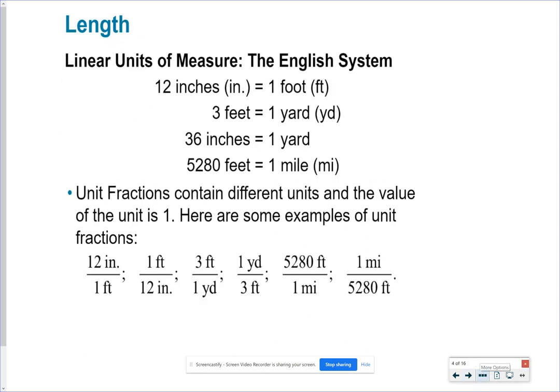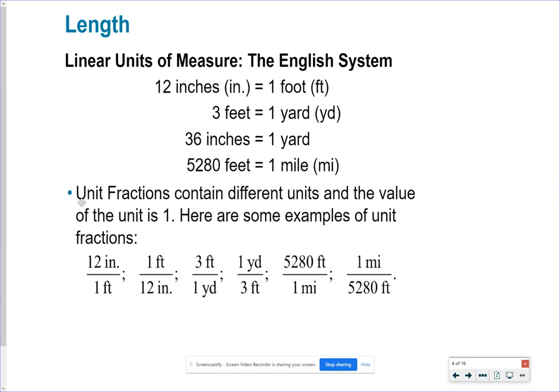All right, so let's look at length measurements in the English system. So in the system that we use here in the US, 12 inches is 1 foot, 3 feet is a yard. We also have 36 inches as a yard, or 5,280 feet is a mile.